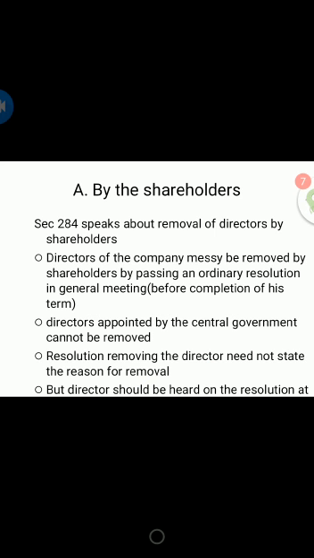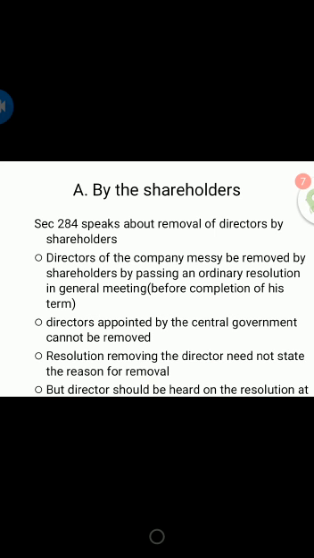Suppose your contract is from 1/1/2019 to 1/1/2020. What happens here? On 1/6/2019 itself you are removed, which means you are removed by the shareholders before the completion of your term. But the directors who are appointed by the central government cannot be removed by the shareholders here.